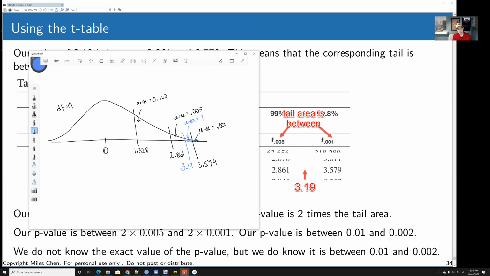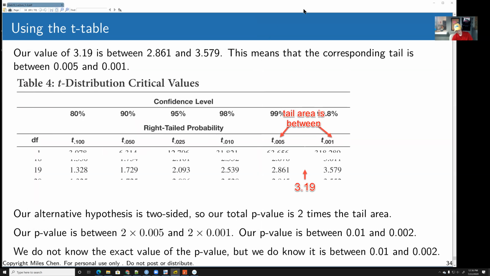Okay, and the answer is, I don't know. I don't know the exact area in that region. I don't know exactly what this area is equal to. But I do know it's more than 0.001 and less than 0.005. So whatever area is beyond here, we know it's going to be more than 0.001 and less than 0.005, and that's good enough for us. So we're going to say the corresponding tail, whatever it is, is between 0.005 and 0.001.